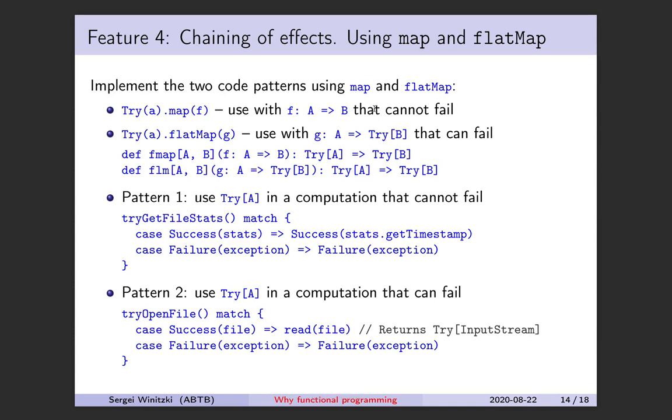So how do we avoid repetition and nesting? We use map and flat map. It turns out you can define map and flat map for the Try class. And the result is that you have a computation that looks like this. So you take a Try and you map it with f in case it cannot fail, or you flat map it with g in case it fails.